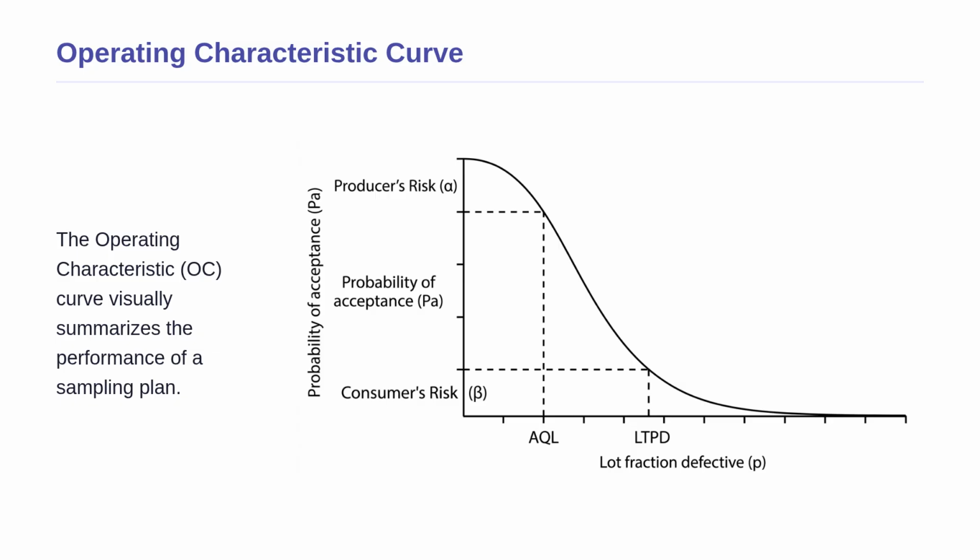At the top left, you can clearly see the producer's risk, alpha, evaluated at the acceptable quality level. At the bottom right, we see the consumer's risk, beta, evaluated at the lot tolerance percent defective. This curve is the ultimate tool for evaluating if a sampling plan is fair to both parties.